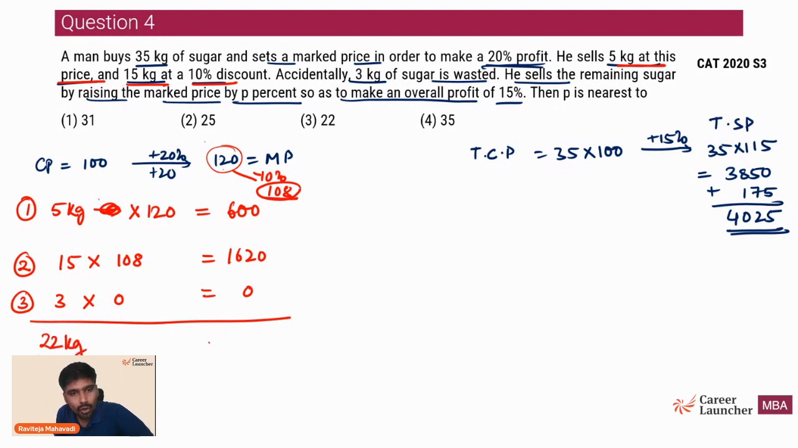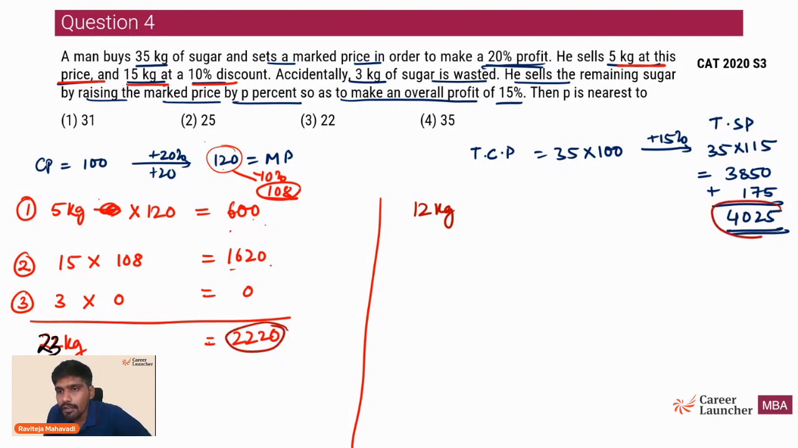22 kg is sold at 600 plus 1620, which is 2220. So the total selling price you have got till now is 2220 for 23 kg. That means now you are left with 12 kg, and the selling price of 12 kg has to be 4025 minus 2220. So for 12 kg, the total selling price is 1805.